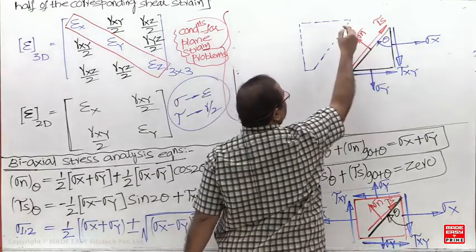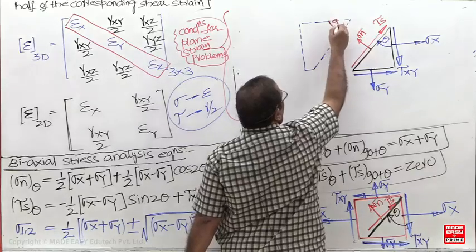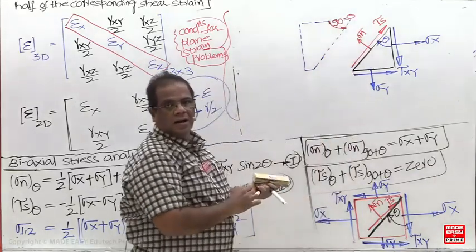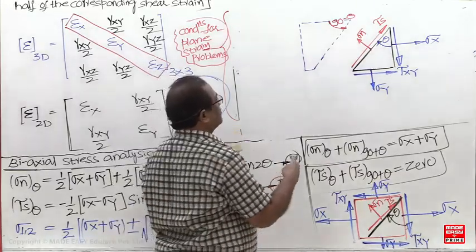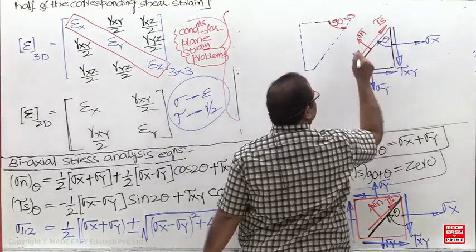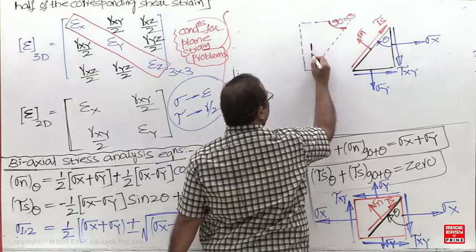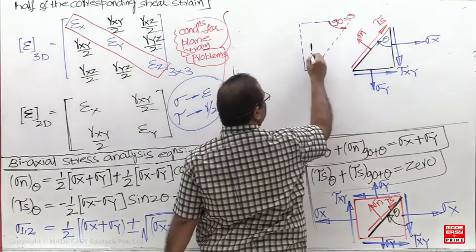So this is the theta. This is how much now? 90 minus theta. Always you are measuring from which face now? X face means vertical. This will be theta.